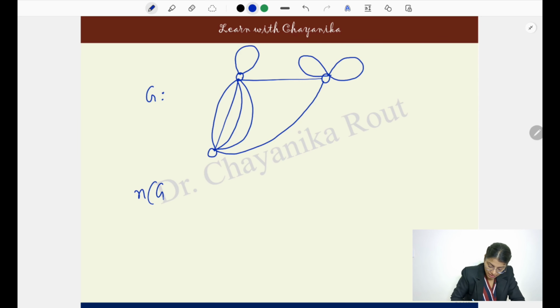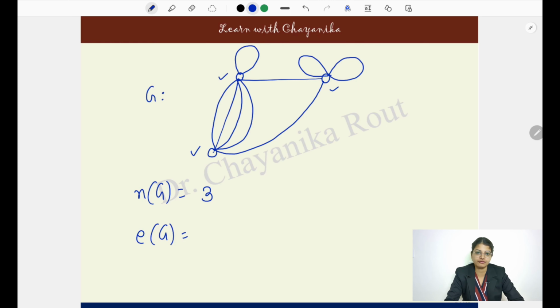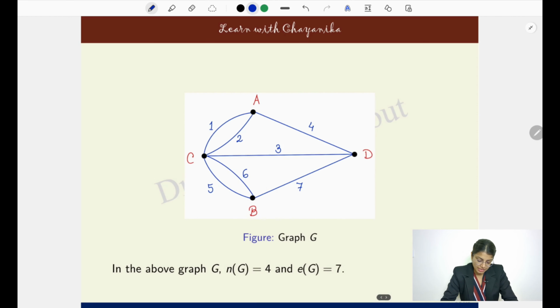So the order of the graph G is the number of vertices we have: 1, 2, 3. So order is 3. Size of the graph is the number of edges that we have. Very carefully we should count the number of edges. So we have 1, 2, 3, 4, 5, 6, 7, 8 and 9. So the size of the graph is 9. Let's see some more examples in the figures of the slides.